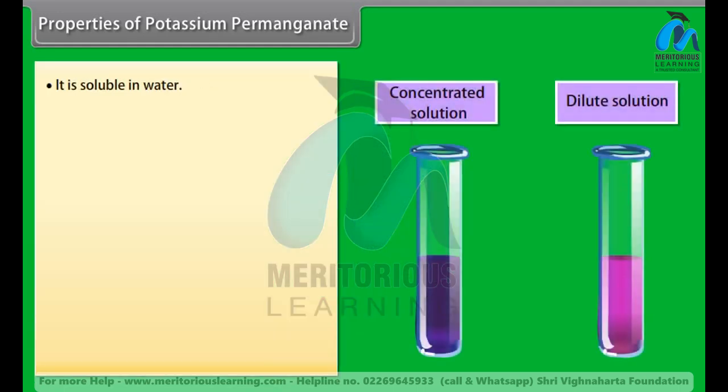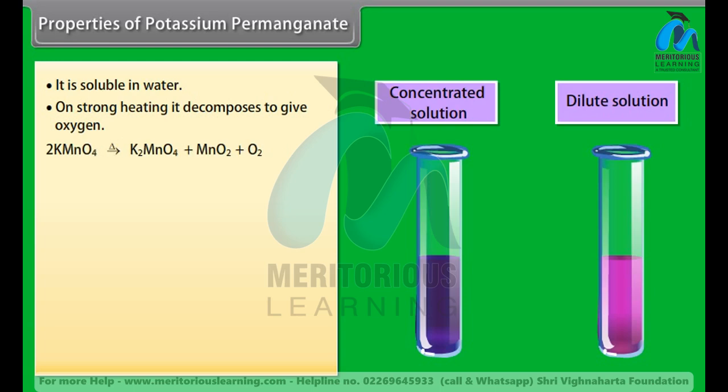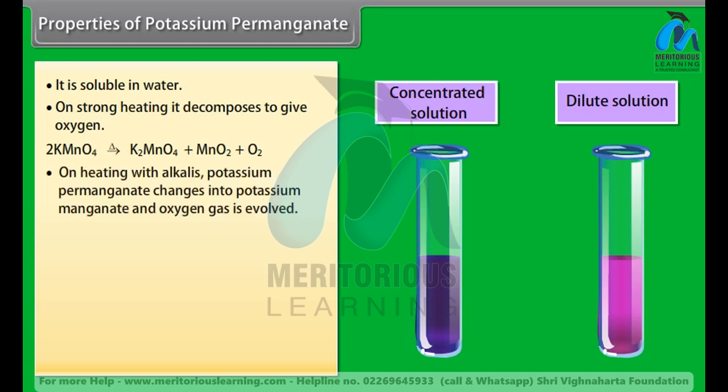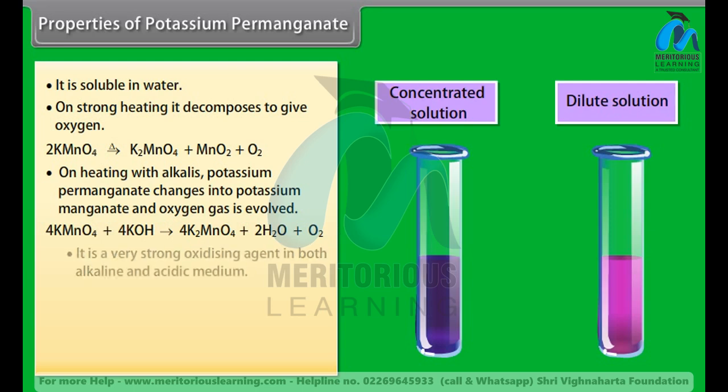It is soluble in water. Its aqueous solution has a purple color if concentrated, but if the solution is dilute, it has a pink color. On strong heating, it decomposes to give oxygen. On heating with alkali, potassium permanganate changes into potassium manganate and oxygen gas is evolved. It is a very strong oxidizing agent in both alkaline and acidic medium.